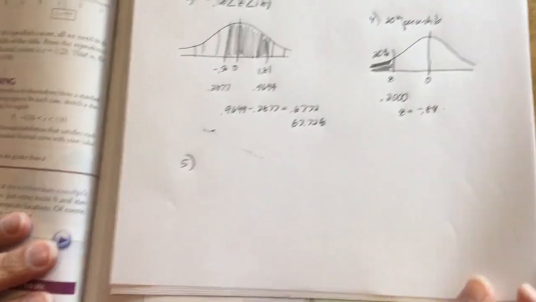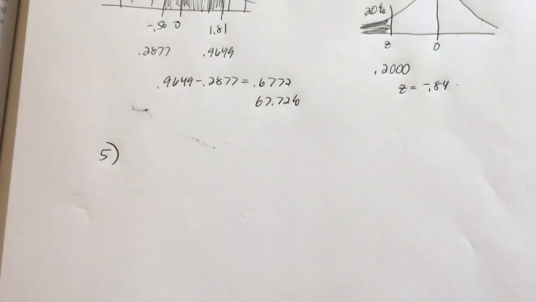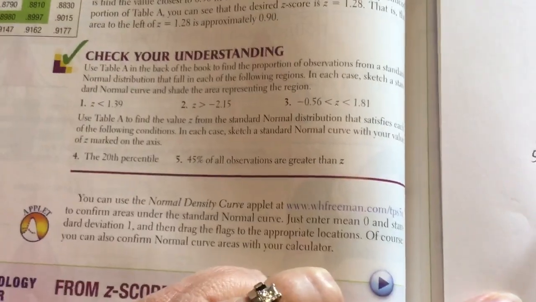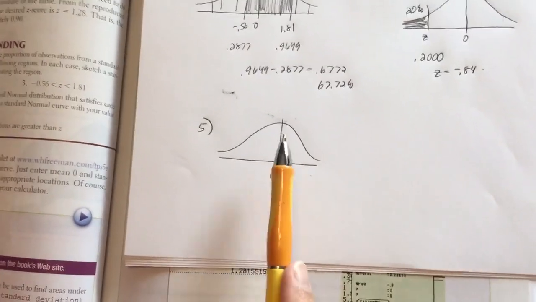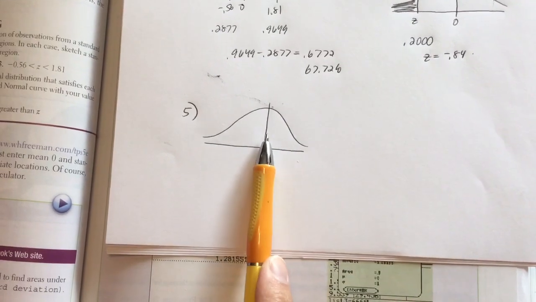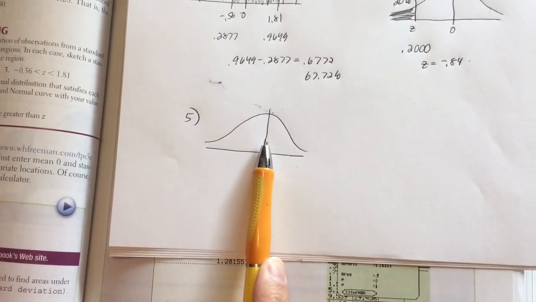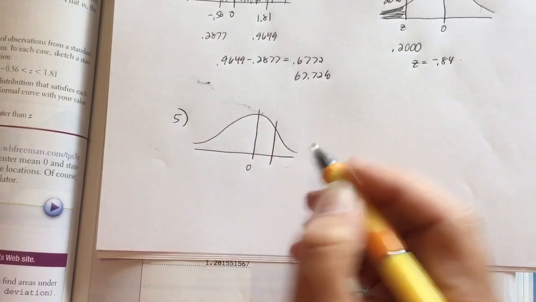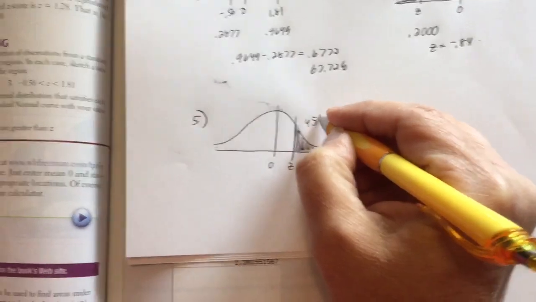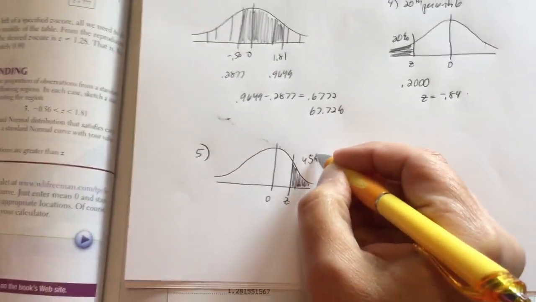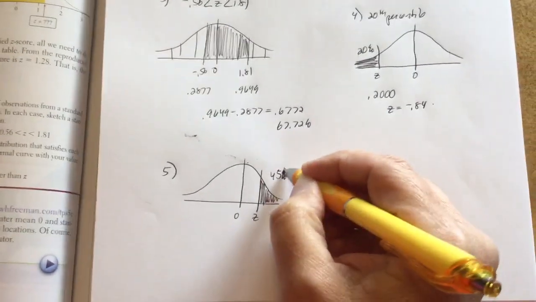Okay, let's do number 5, the last one over here. It says 45% of all observations are greater than z. So if I'm here, 50% is greater and 50% is less. I want 45% greater, so I've got to move over a little bit. Over here I've got some z where 45% is greater.